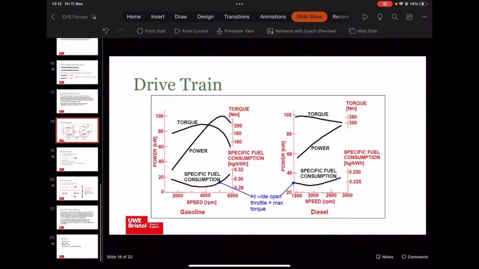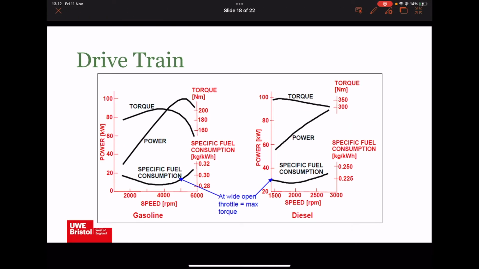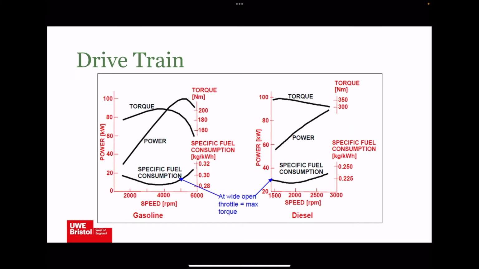So if you remember, we covered all the forces that are going through the vehicle, and the last bit was around drivetrain. When you start applying some tractive forces to the vehicle, the loads start to change. But what I want to do here is show you typical torque, power, and fuel consumption curves for gasoline, so petrol, and diesel, so spark ignition and compression ignition engines. You've been covering this in advanced emerging automotive technology, I'm sure.